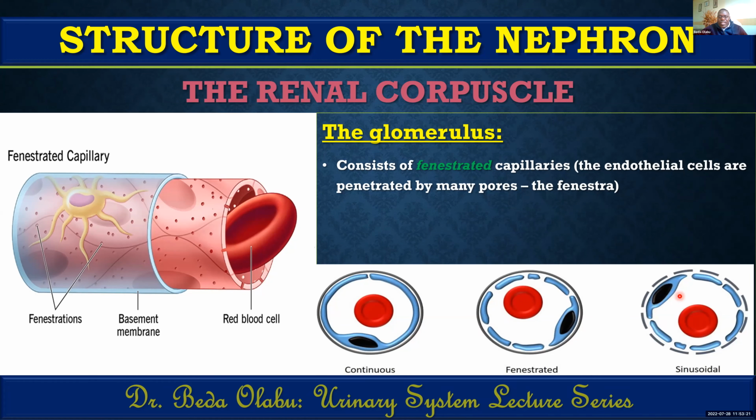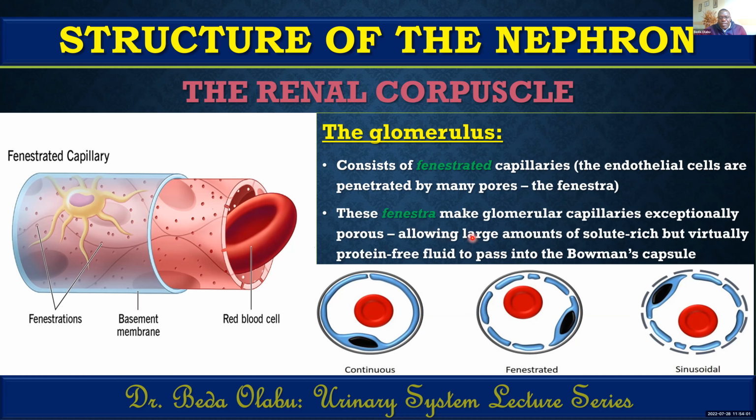Also compare it with the sinusoidal capillary, which is also called a discontinuous capillary. We can see breaks in the basement membrane, as well as breaks within the endothelium itself. So in the glomerulus, we have the fenestrated type of capillaries. The other regions where we have fenestrated capillaries are usually the villi of the small intestine, as well as in endocrine glands. Anyway, that is just to help us understand what a fenestrated capillary looks like.